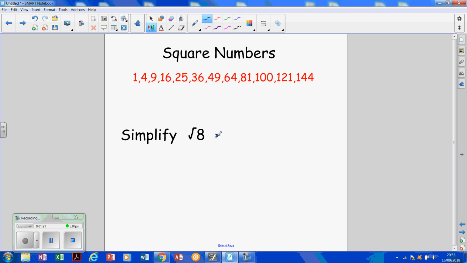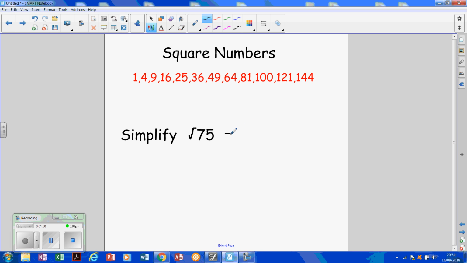I then write that as the square root of 4 multiplied by 2. I split the root sign and that becomes the square root of 4 multiplied by the square root of 2. But 4 was a square number, so I know the answer to that. The square root of 4 is 2, so that becomes 2 times root 2. Now I do not need to write that times between them, so simplified that is 2 root 2.